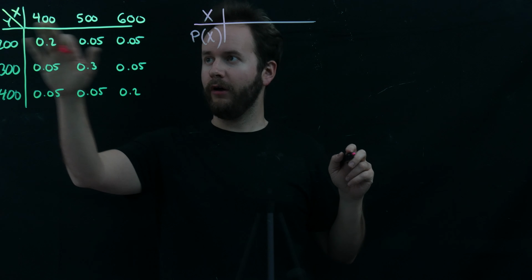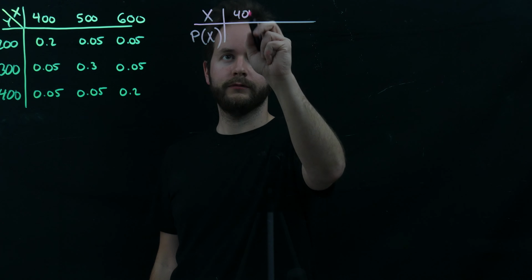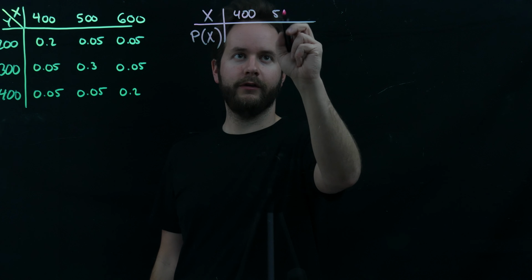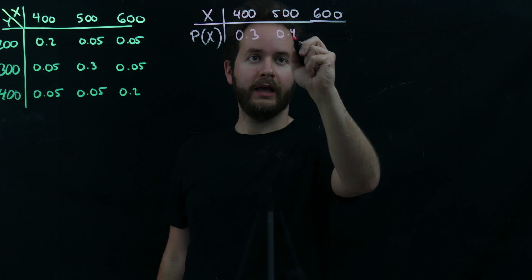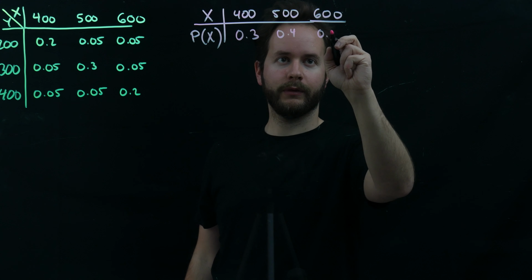Looking at the top, all the possible x values are 400, 500, and 600. In order to get the values here, we just sum across the column underneath each of those x values. So the x value of 400 has these as its corresponding probabilities, and when I add them up, I get 0.3. When I do it for the 500 column, I get 0.4. And when I do it for the 600 column, I get 0.3.